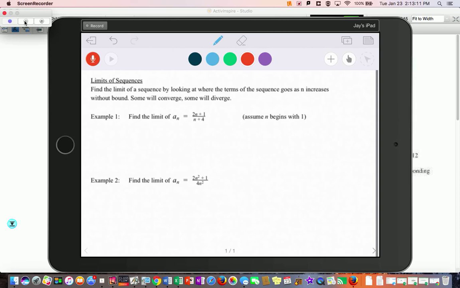Sequences, one of the things that we can do with sequences is plug numbers in until we know what's going on. So like if I plug in a 1 here and here, I end up with 3 on top and 5 on the bottom.